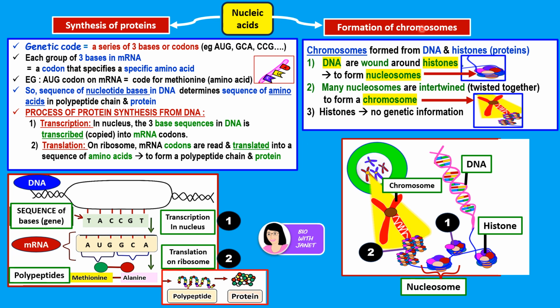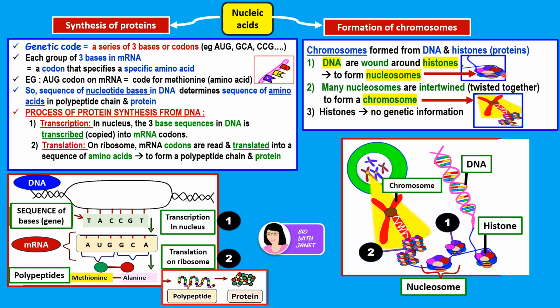Now, finally, formation of chromosomes. So here we are going to discuss how the chromosomes are formed. What is the structure of the chromosomes? Now, chromosomes actually form from two components, DNA and histones. Histones are the proteins, okay, that do not carry genetic information. Only the DNA contains the genetic information. So what are the histones used for? Okay, the DNA is wound around the histones.